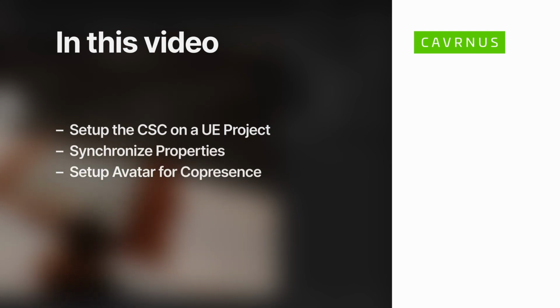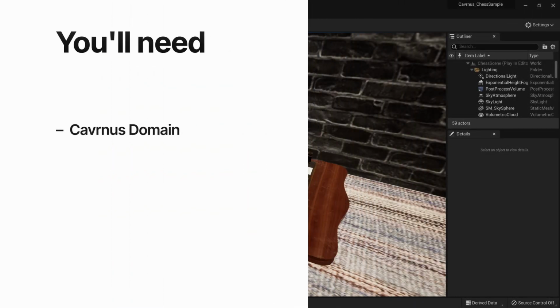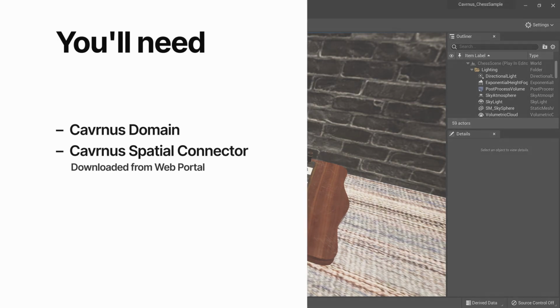In this video, we'll be adding the Cavrnus Spatial connector to an Unreal Engine project. We'll learn how to synchronize object properties and how to set up our avatar for multi-user co-presence. For this, we need a Cavrnus domain and the latest version of the Cavrnus Spatial connector for Unreal Engine, which you can download from your web portal.